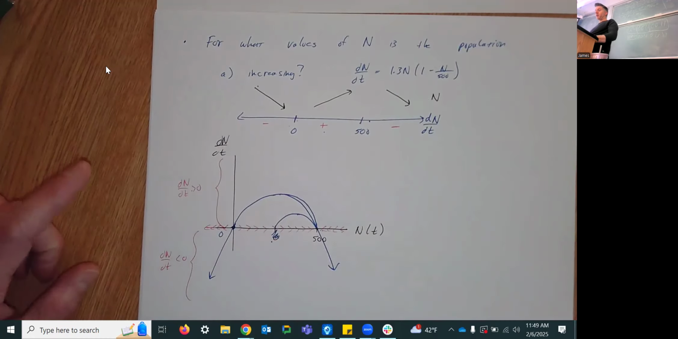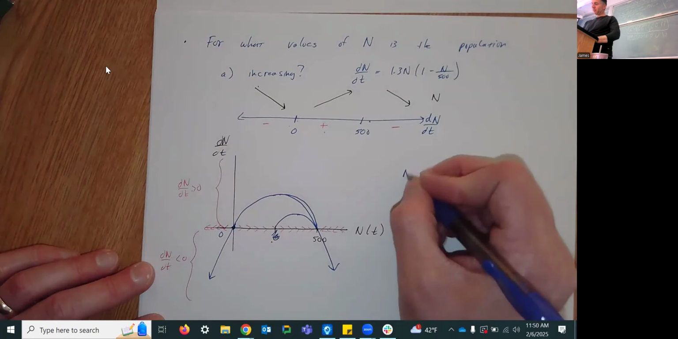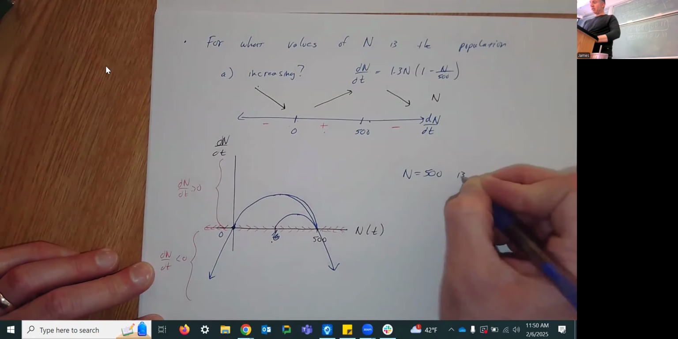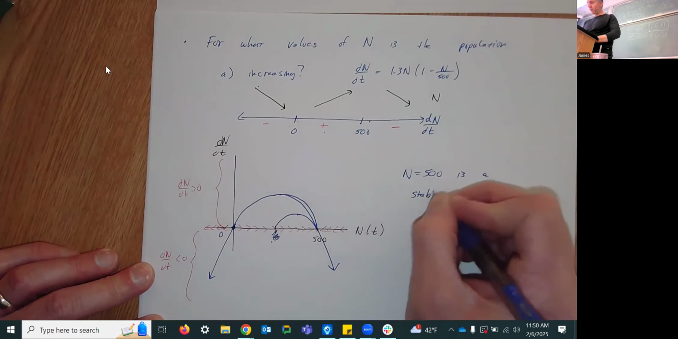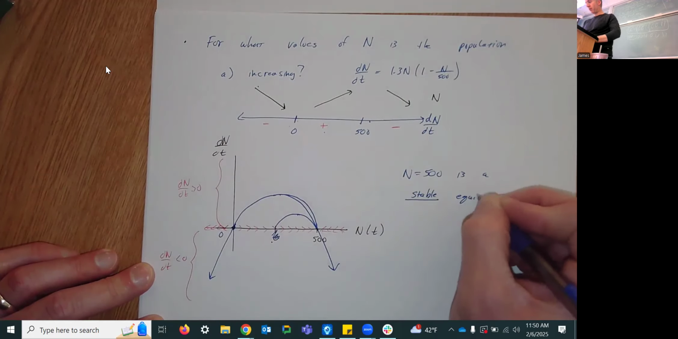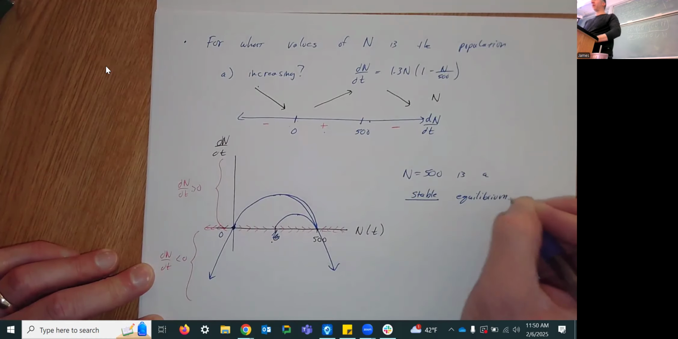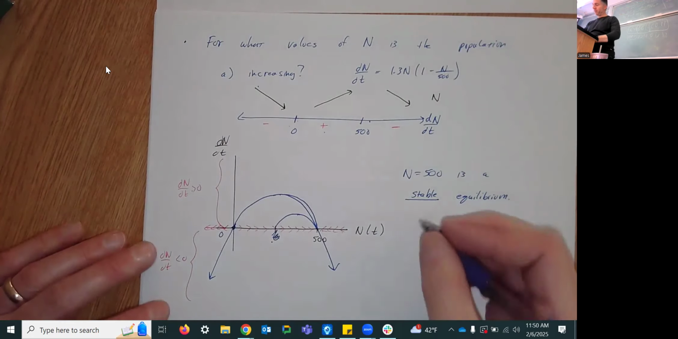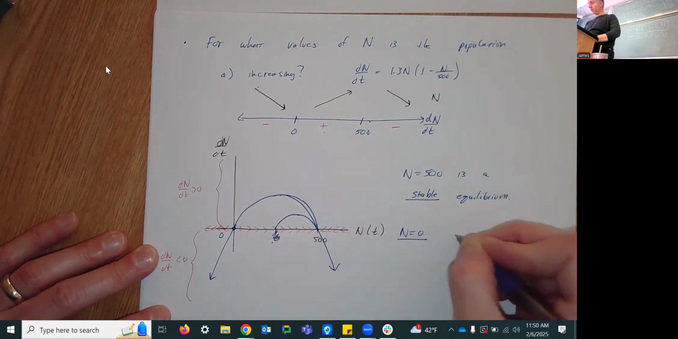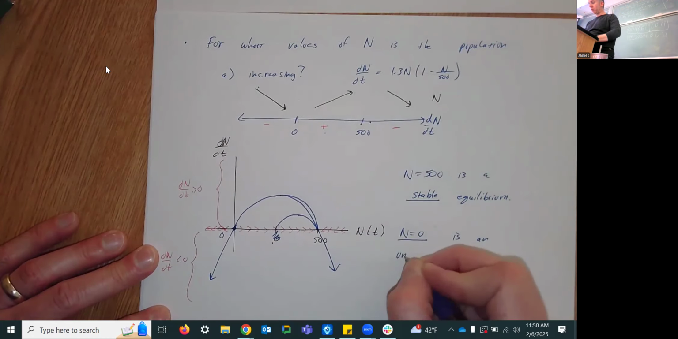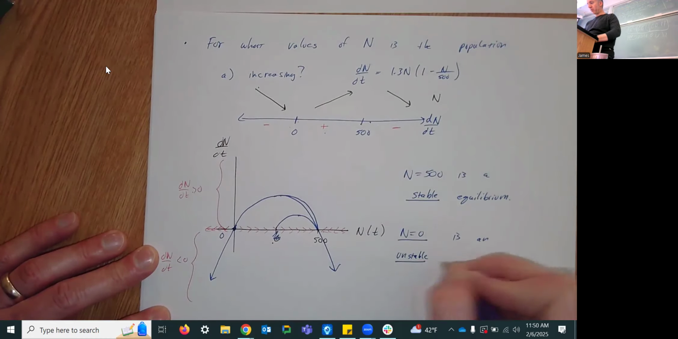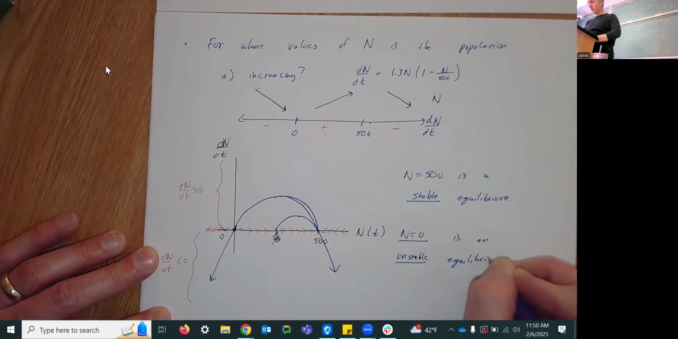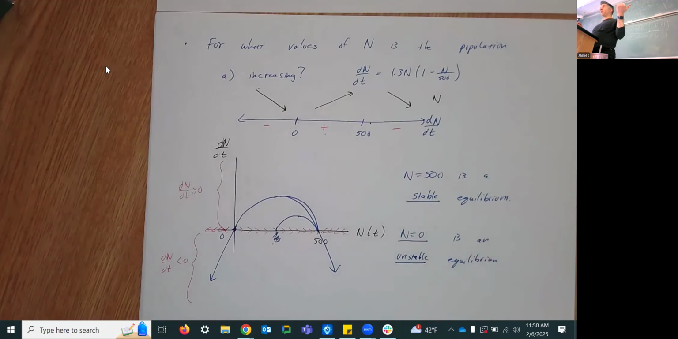All right, check this out. 500 is a stable equilibrium because if you're a little bit away from it, you get pushed back towards it. On the other hand, n equal to 0 is an unstable equilibrium. If you're a little bit away from 0, you get pushed away from it. That's all there really is to say there.